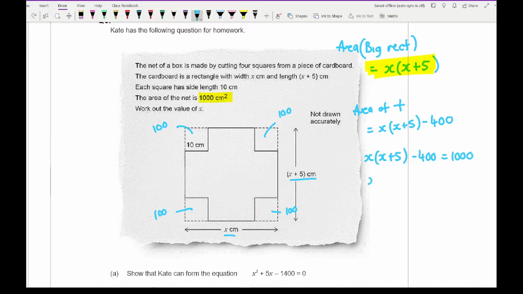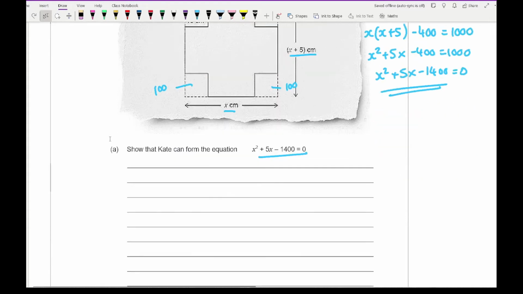So then from this, all I then need to do is expand the brackets and then make it equal to 0, in which then I should end up with what Kate has got. So x squared plus 5x minus 1400 equals 0, and there we've gone on to show this.